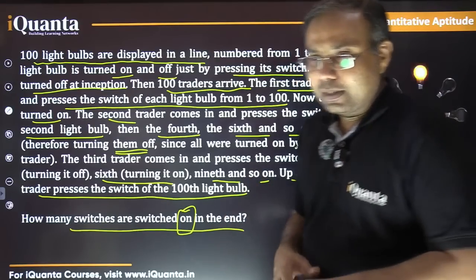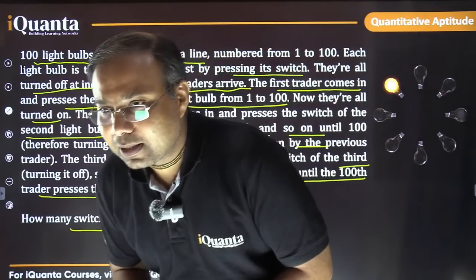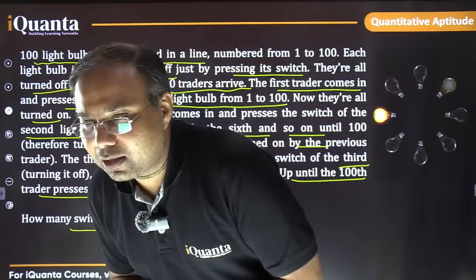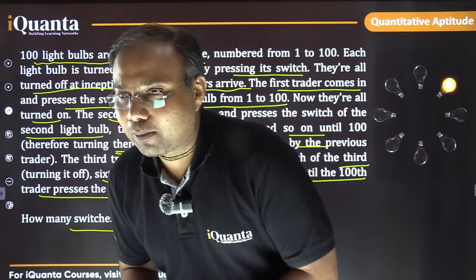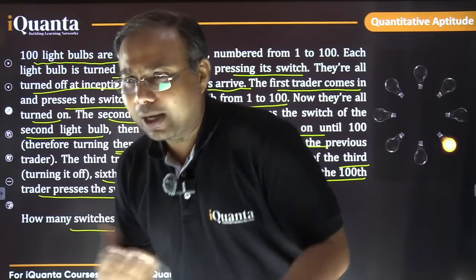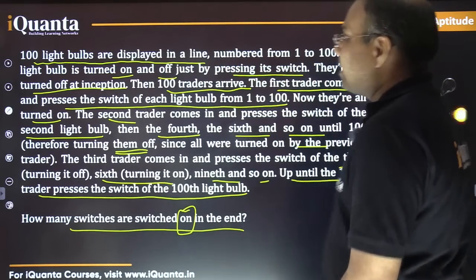How to think now, it is becoming confusing, isn't it? The bulbs that are touched an even number of times will get off. Good. Okay. सब on हो गए, सब off हो गए. Okay. See, देखते हैं क्या हो रहा है.